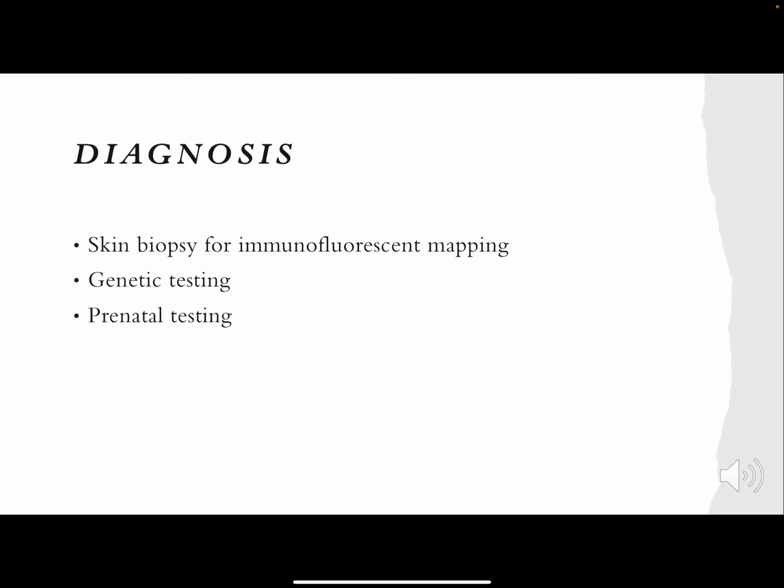Diagnosis. They can do a skin biopsy for immunofluorescent mapping. This is where a small sample of affected skin is removed and examined with a microscope in reflected light to identify the layer or layers of skin that are involved. This test will also identify whether the proteins needed for skin growth are functioning. And you can also do genetic testing through a blood sample, and then prenatal testing as well. So if there's family history, individuals may consider prenatal testing and genetic counseling.